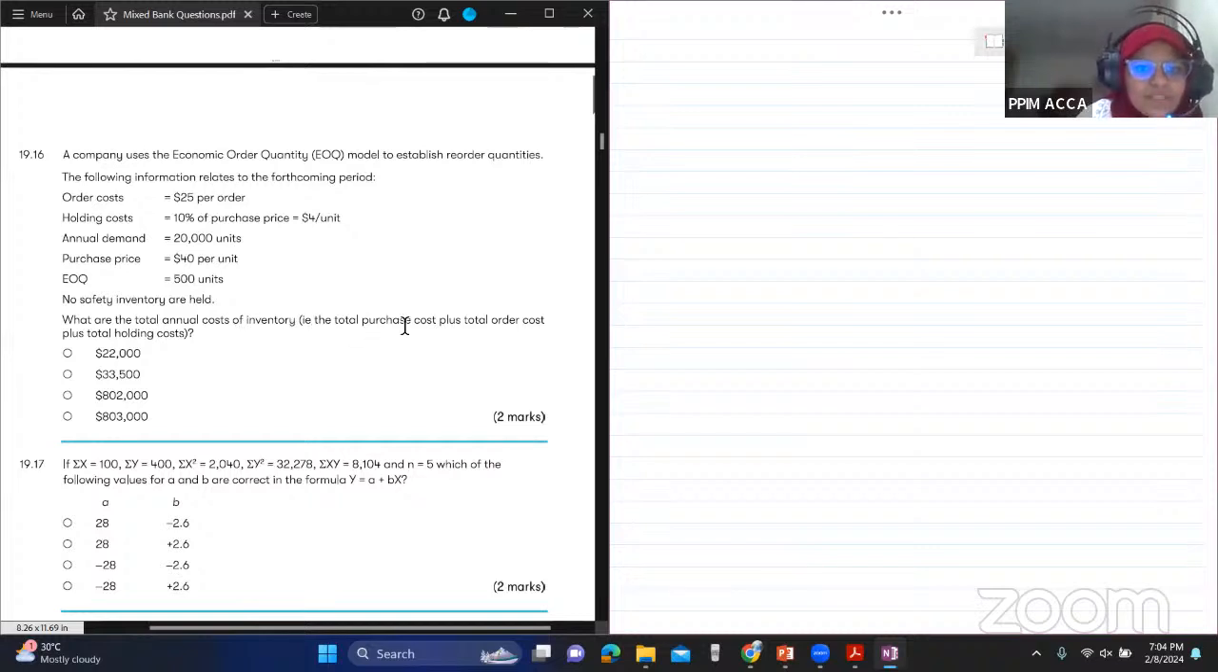That is the total purchase cost plus the total order cost plus the total holding cost. The total cost of inventory, I told you, is three different costs together. They're asking you to give the answer for all of them added together. Okay, so I'll use the slide itself. It'll be easier.